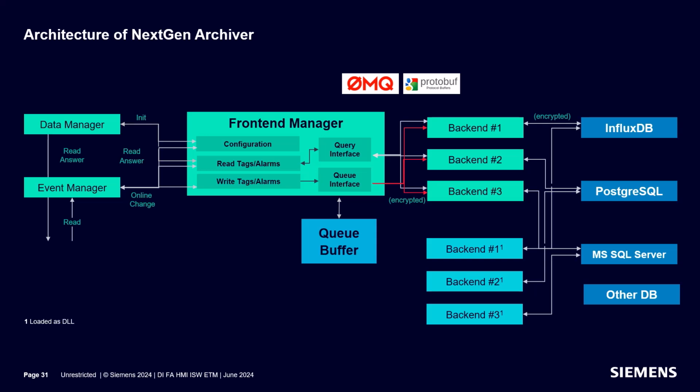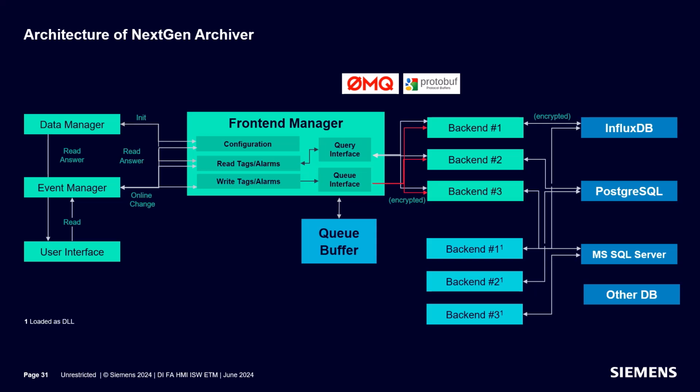User interface. The user interface allows users to interact with the NGA, providing access to configuration settings, monitoring tools, and data retrieval options. Users can query historical data and manage archiving settings through this interface, which communicates with the front-end manager and data manager to display the necessary information.